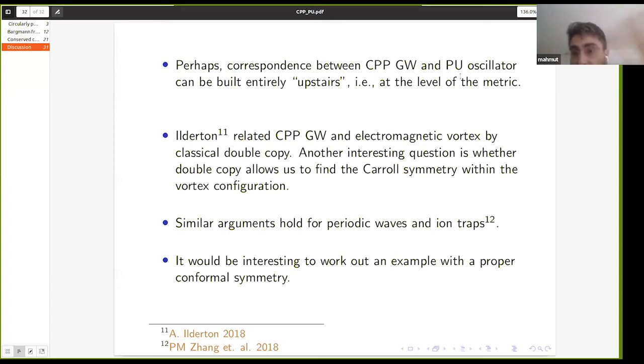There are also some interesting systems related to these structures. For instance, this CPP gravitational wave is a double copy of an electromagnetic configuration. Therefore, I am a bit curious about these chiral charges, and how we can push forward the chiral charges for this electromagnetic vortex, which is an electromagnetic configuration. There are other things I could do, but it is better to finish.